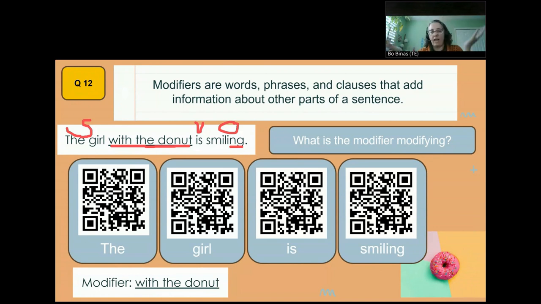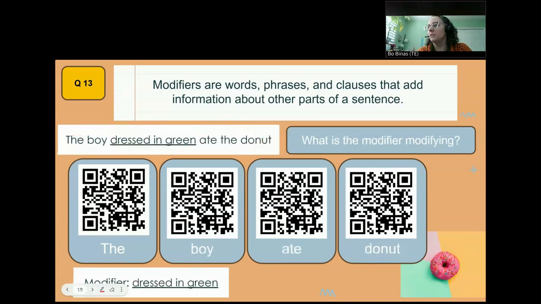Smiling doesn't have the ability to have the donut, and it's not closest to the donut. So the words with the donut is closest to girl. You see that? Smiling is slightly further away from the modifier. So the modifiers are going to modify what it's closest to. Okay. All right. Yes. Party hat emoji. Love it.